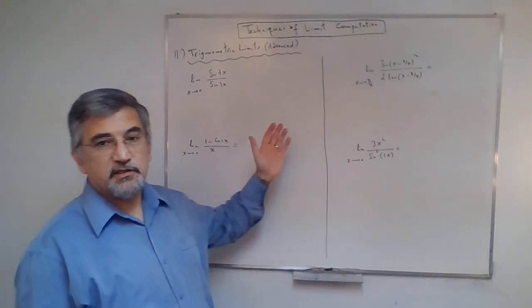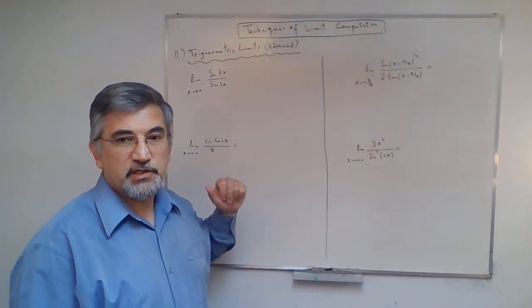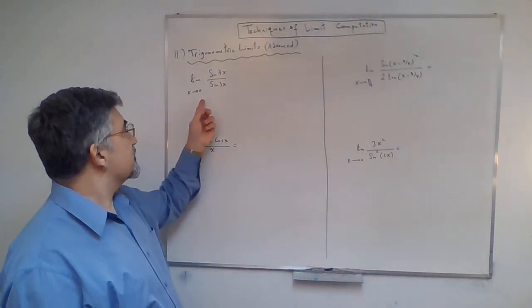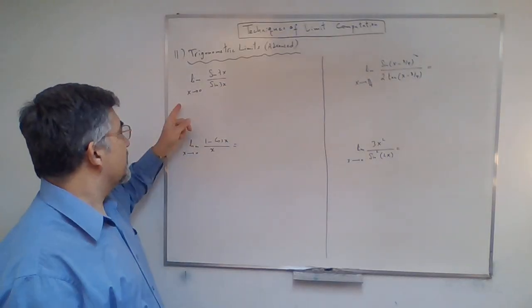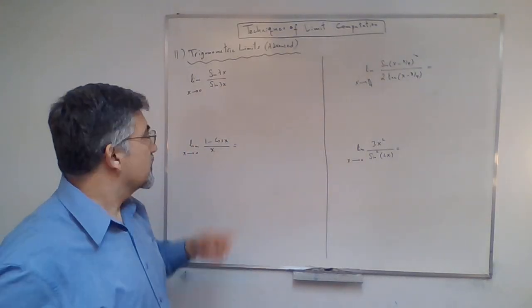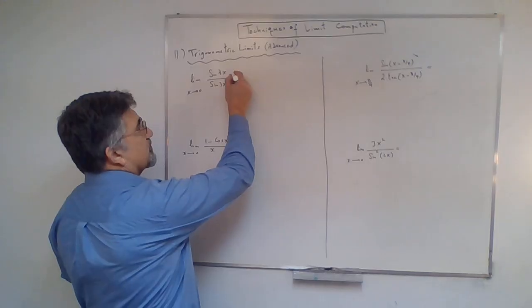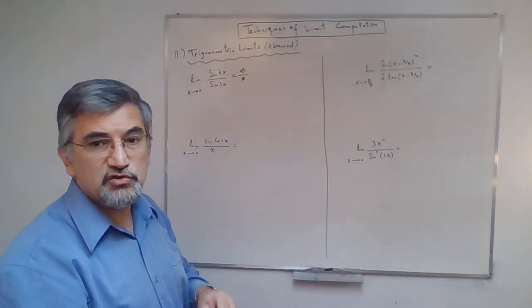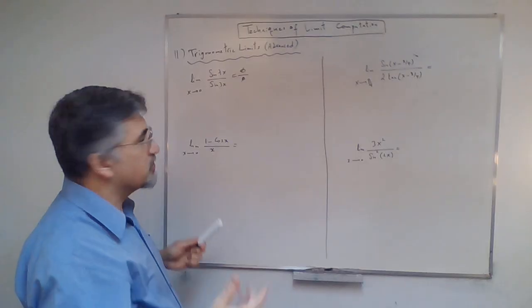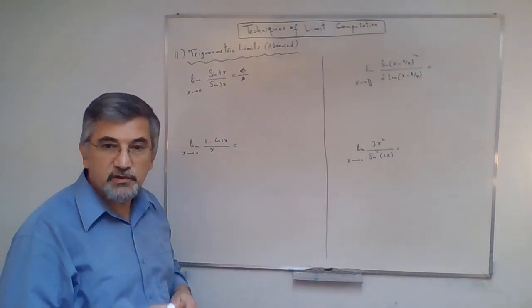We want to find the limits of these complicated trigonometric functions. The first one says limit of sine of 7x over sine of 3x when x approaches 0. It's needless to say that the top approaches 0, the bottom approaches 0, so we do have an indeterminate form here. But what technique should we use? That is the question here.